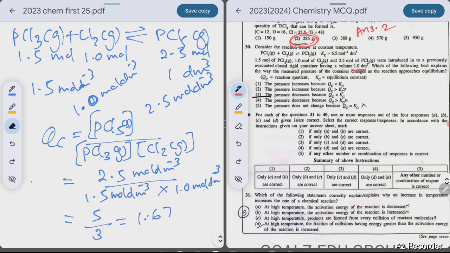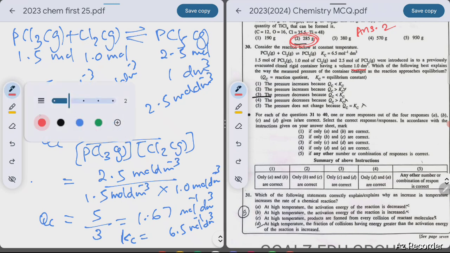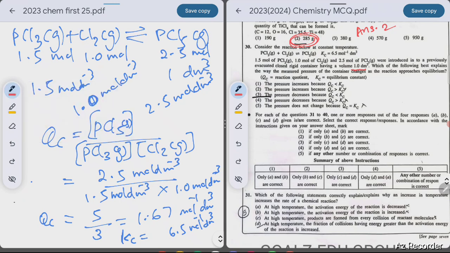Right, and they have given the value of Kc. Kc is 6.5 mole to the power minus 1 dm3, which means Kc is greater than Qc. Right? Because Qc is 1.67. Kc is greater than Qc.